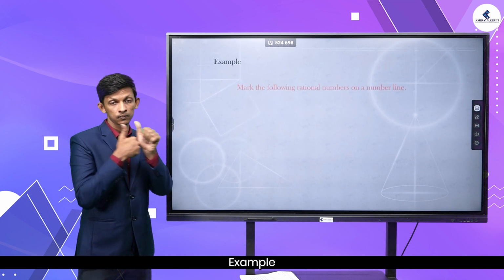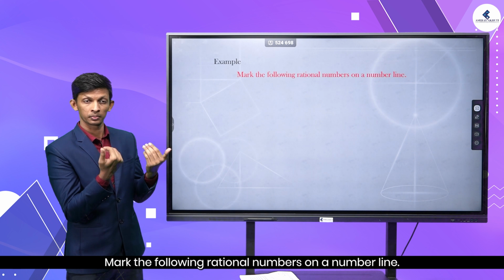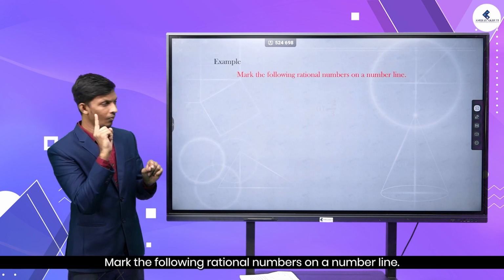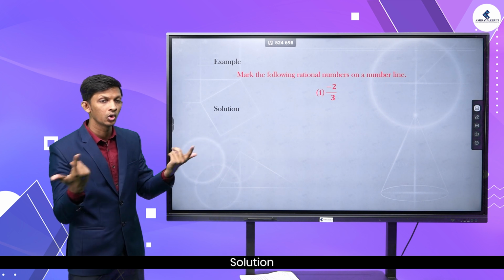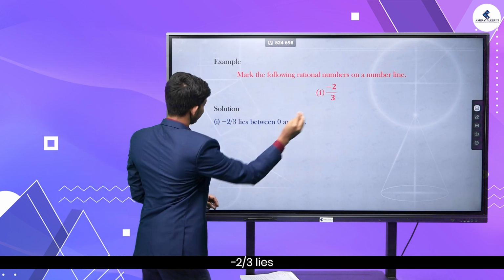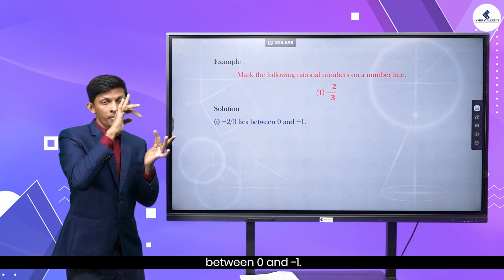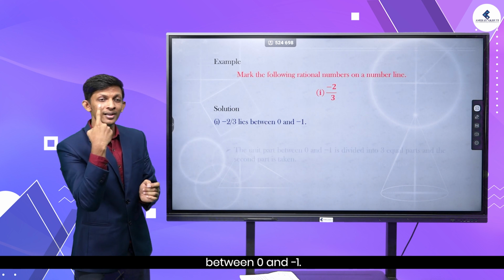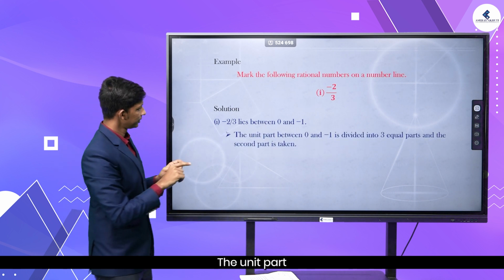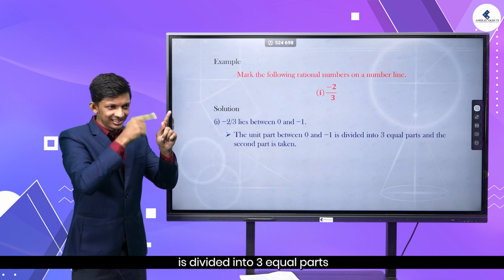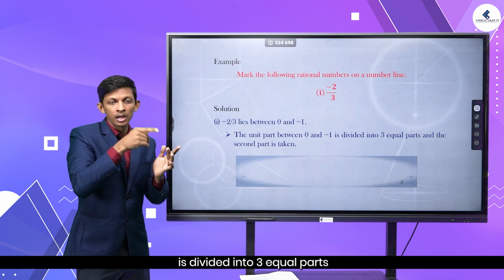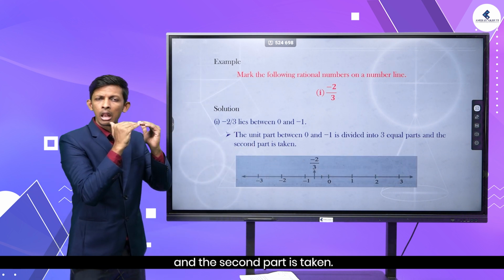Example: mark the following rational numbers on a number line. First one, minus 2 by 3. Solution: minus 2 by 3 lies between 0 and minus 1. The unit part between 0 and minus 1 is divided into 3 equal parts and the second part is taken.